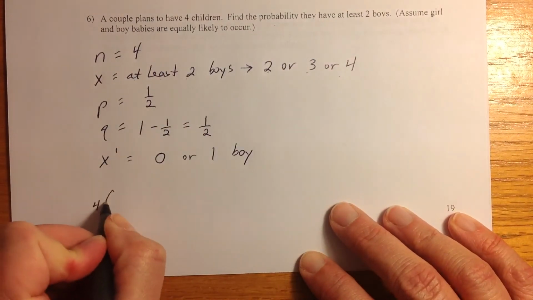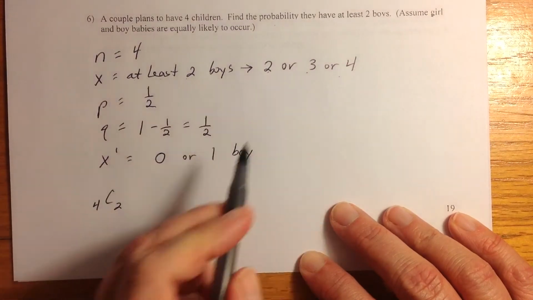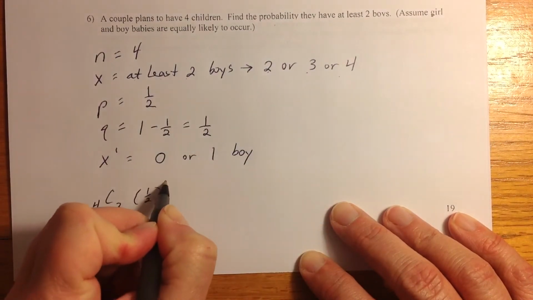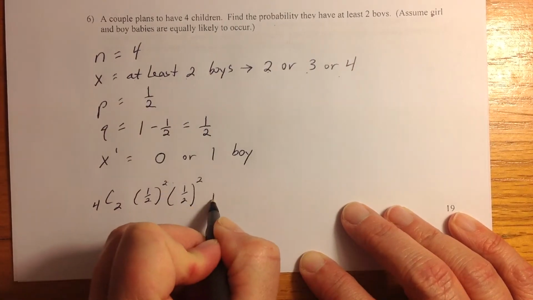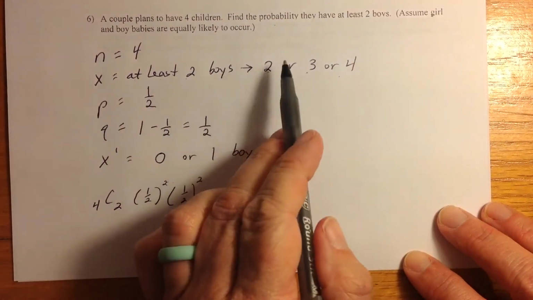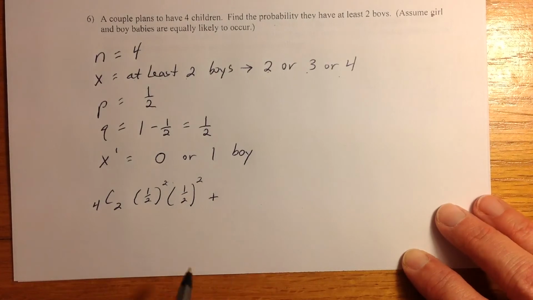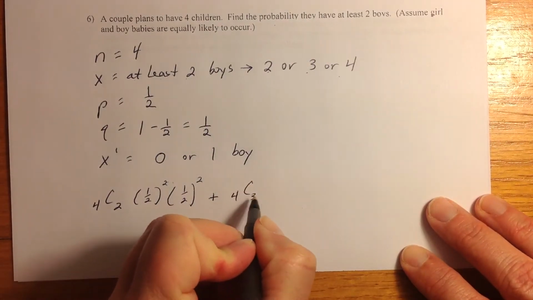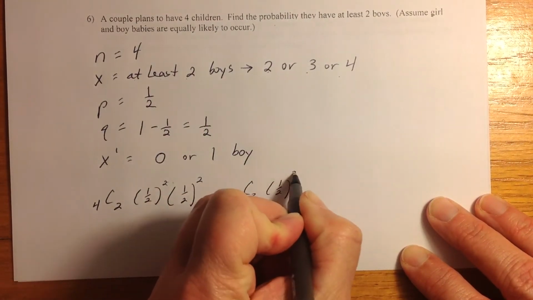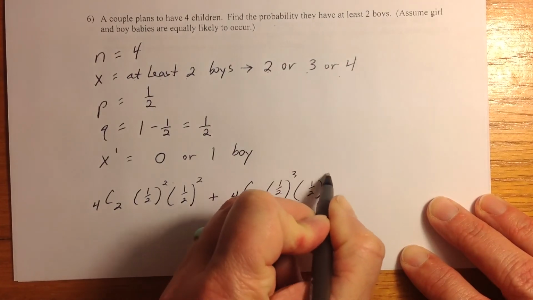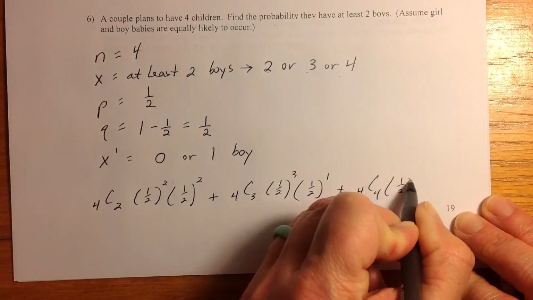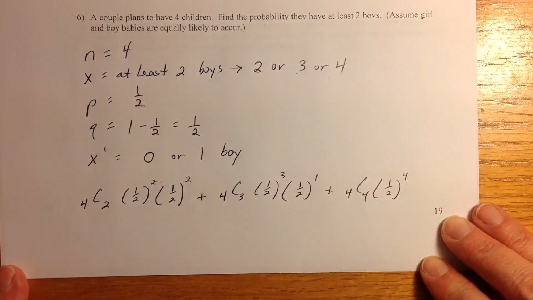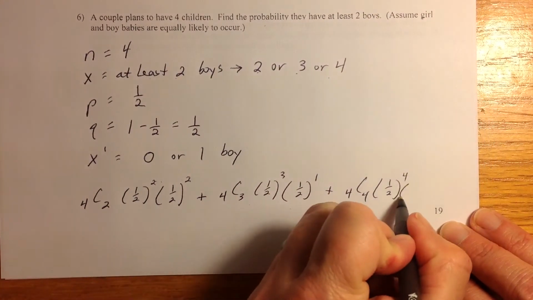So I'm going to say 4c2. I'm going to start with x of 2. I'm going to do 1/2 to the second, 1/2 to the second, because these need to add to 4, plus, remember this is an OR, so we're adding on the next possibility. So 4c3, 1/2 to the third, 1/2 to the first, plus 4c4, 1/2 to the fourth, 1/2 to the 0.